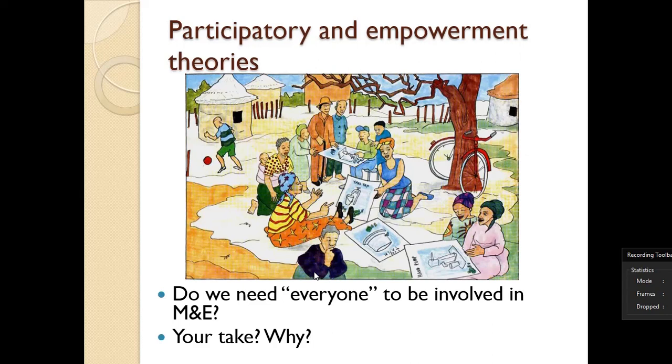Do we need everyone to be involved in M&E? Under this particular participatory model, the answer is yes. So you could think of any intervention, and then you ask yourself whether you need to involve all other stakeholders or not.